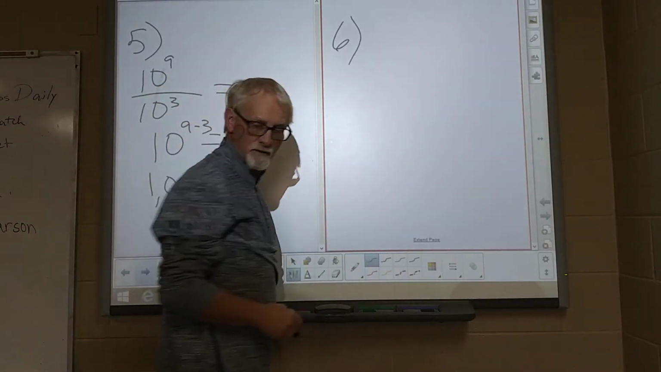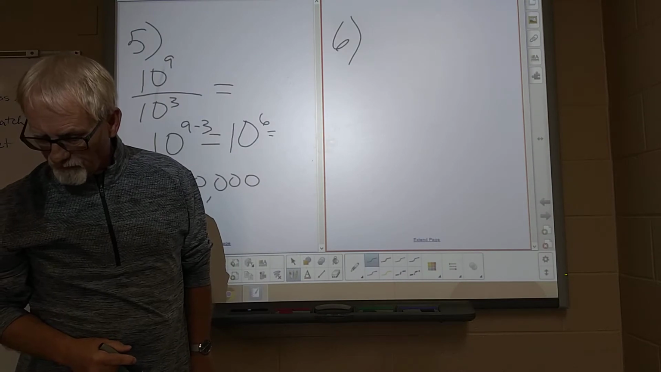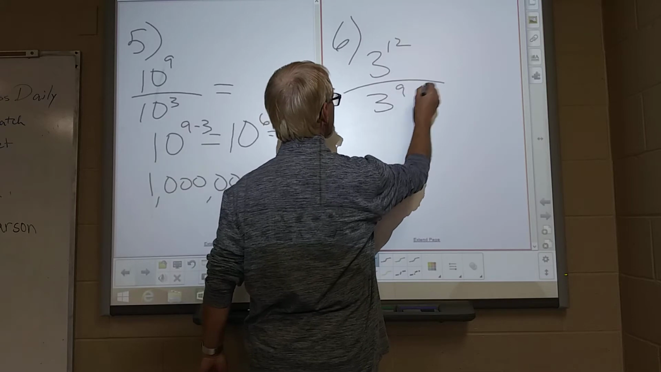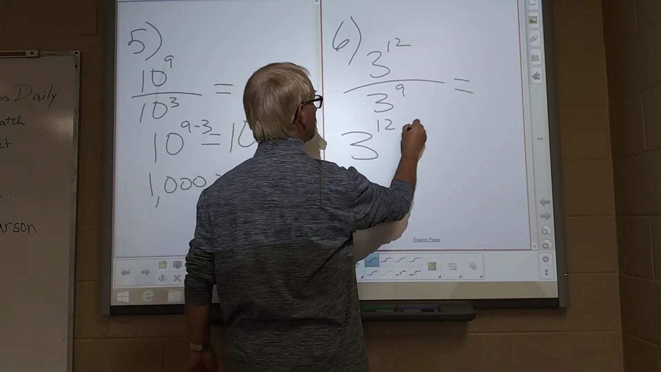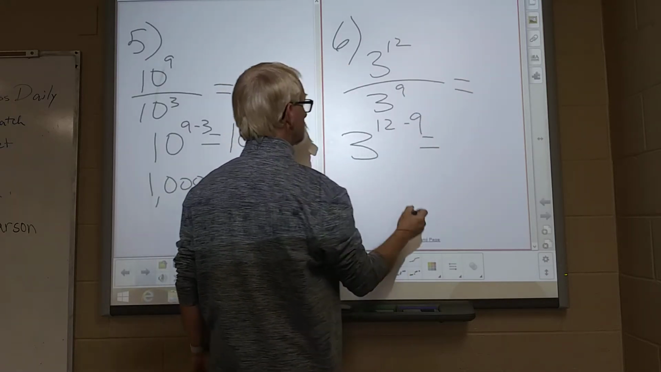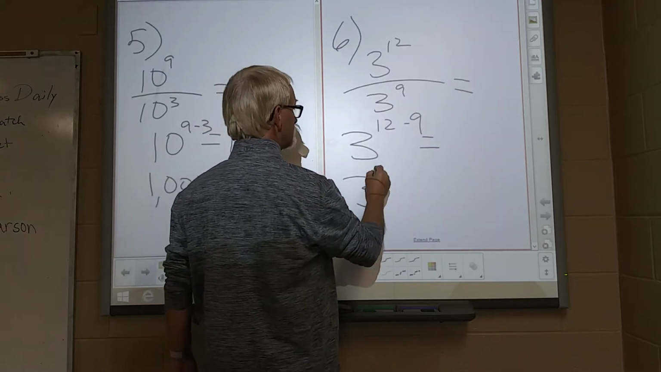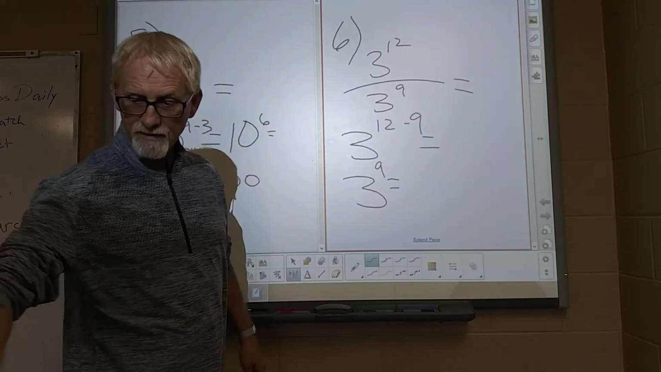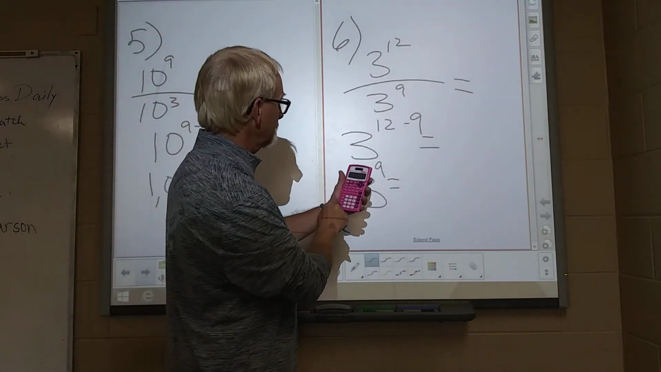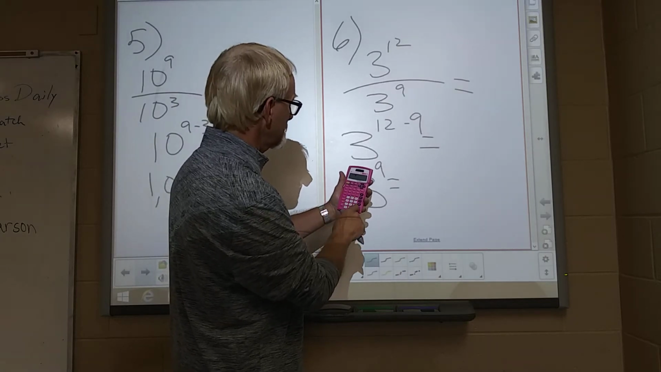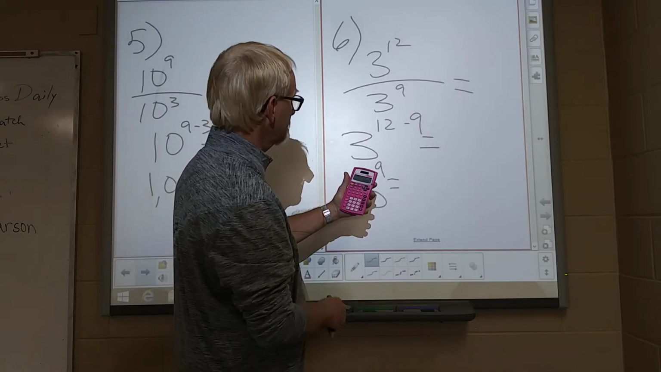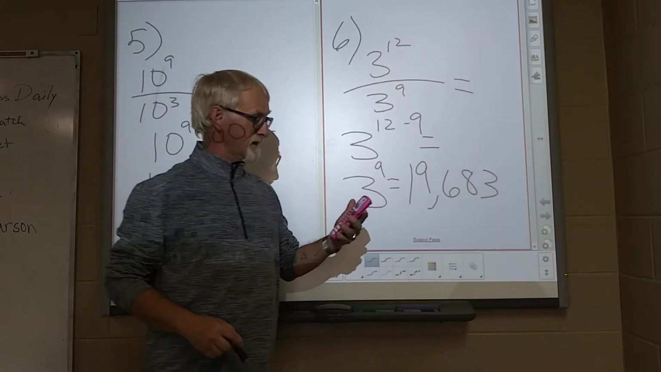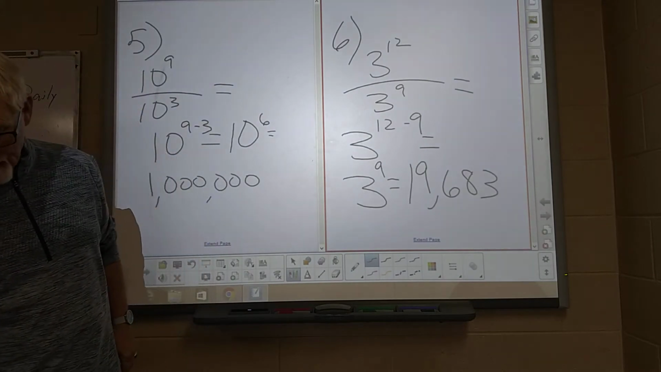We have here 3 to the 12th divided by 3 to the 9th. That's equal to 3 to the 12 minus 9, which is 3 to the 3rd power. If you wanted an exact value, you would take your calculator and go 3 raised to the 9th power, and we get 19,683. And that's that one.